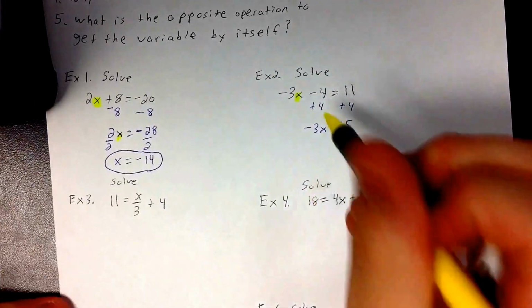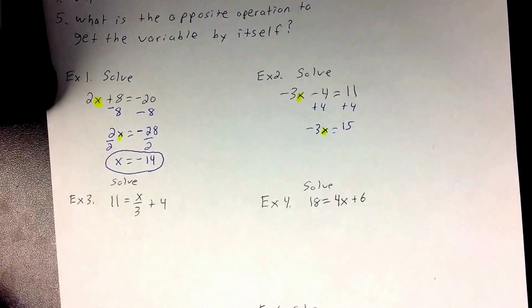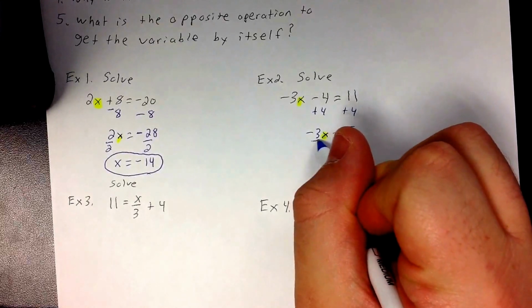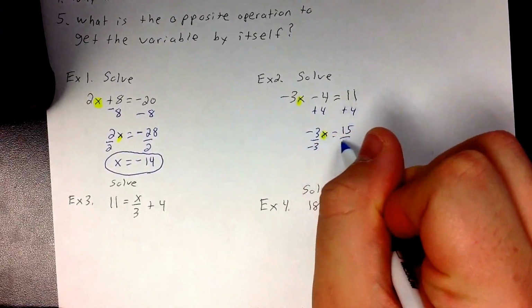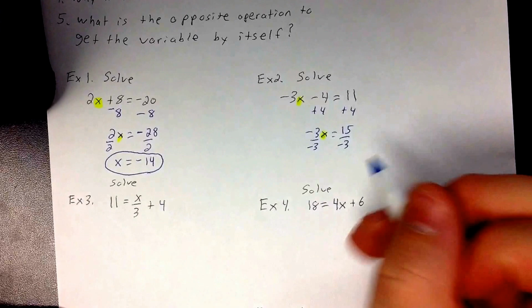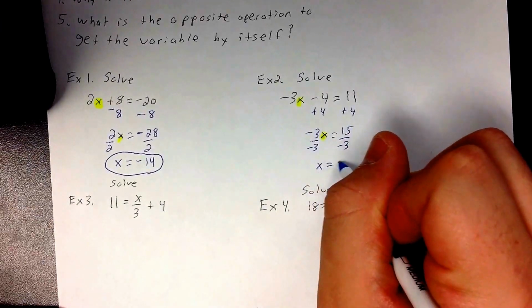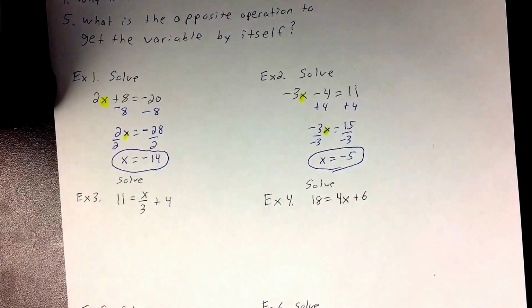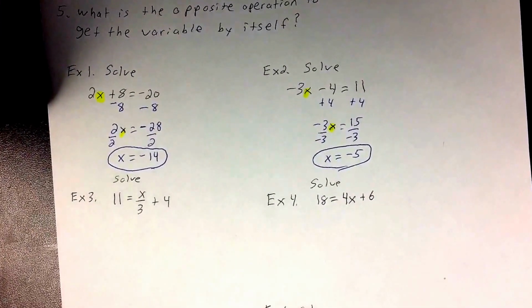Now again, not by itself yet because of the negative 3. So I ask myself, well, this means negative 3 times x. So the opposite would be divide both sides by negative 3. So 15 divided by negative 3, positive divided by a negative is a negative, and 15 divided by 3 is 5, so negative 5.